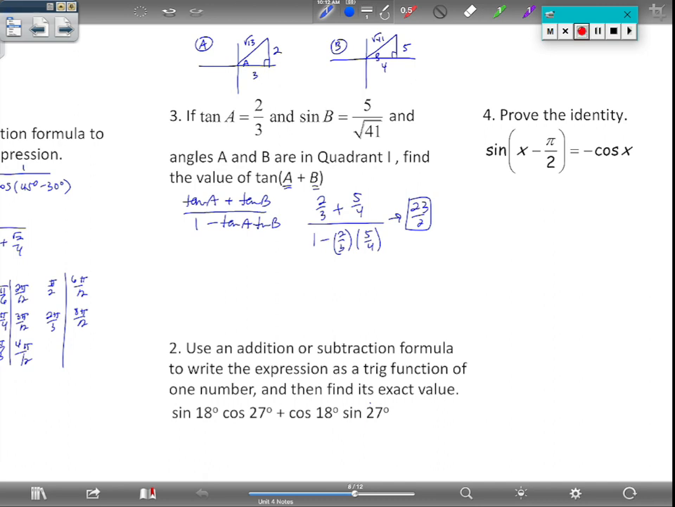So, everybody okay? Yes. Well, I took tangent of A, right? Tangent of A is opposite over adjacent, so I took the tangent of A and replaced it with the value of tangent of A. Okay? Any other questions? All right.